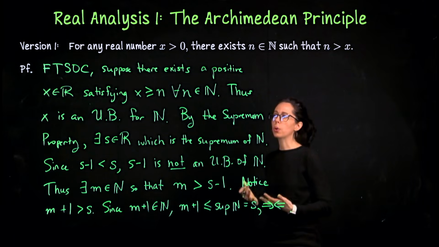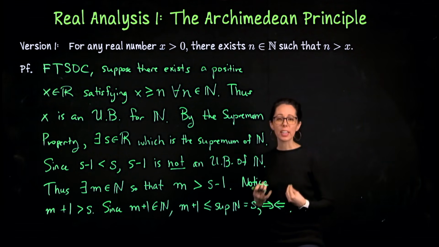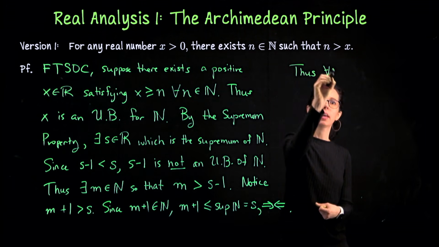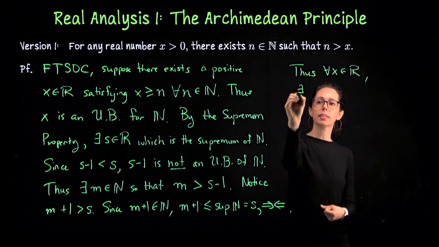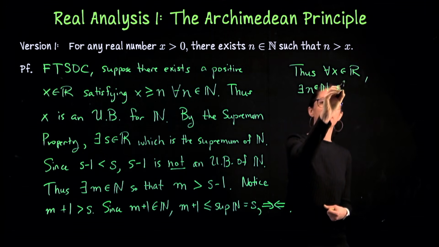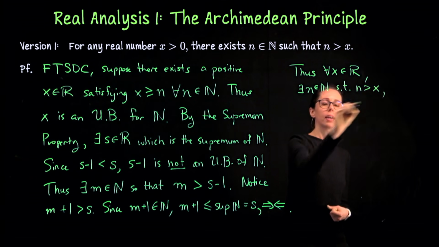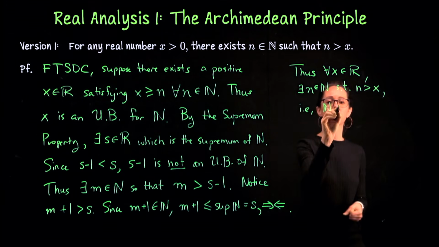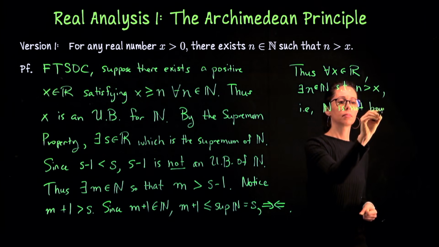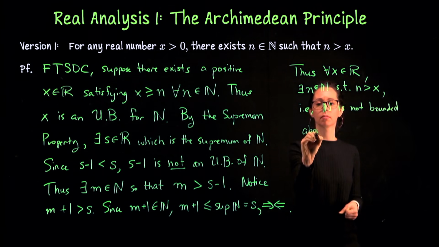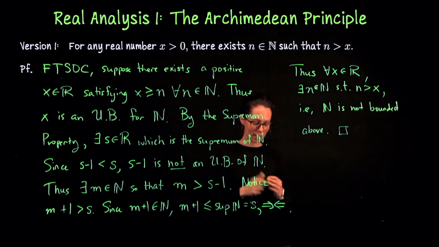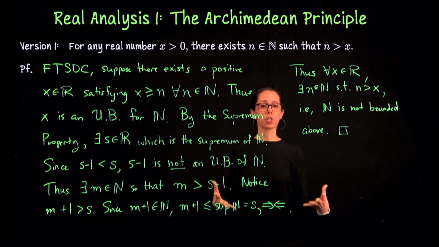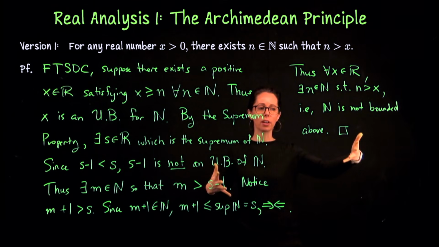Thus, there is no such x. In other words, there is no upper bound for the set of natural numbers. Thus, for all x in R, there exists a natural number n such that n is greater than x, i.e., N, the set of natural numbers rather, is not bounded above. All right, so that is the proof of the first version of the Archimedean principle. This is usually presented as the first version, so this idea that natural numbers just get increasingly large.